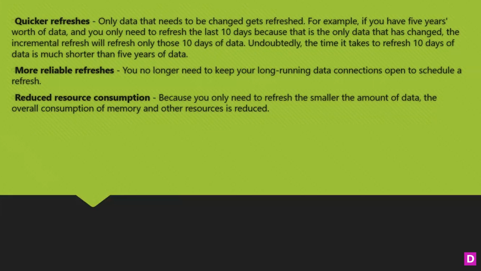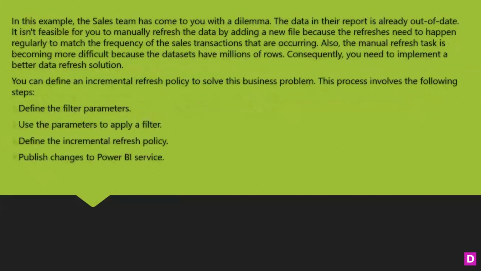I'll explain to you practically how to apply incremental refresh on your data sets. For that, we have to do four steps, and I'll tell you one by one. The first step is to define the filter parameters in your data set, which we'll do using the Power Query editor. Then use the parameters you have created to apply the filters on your data set. Define the incremental refresh policy, and then finally save and publish the changes to the Power BI service, so that it can be configured onto the cloud.